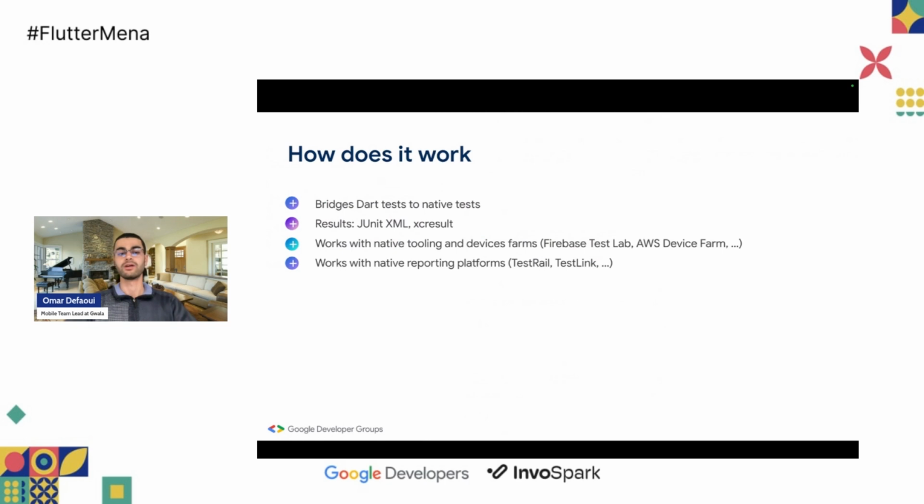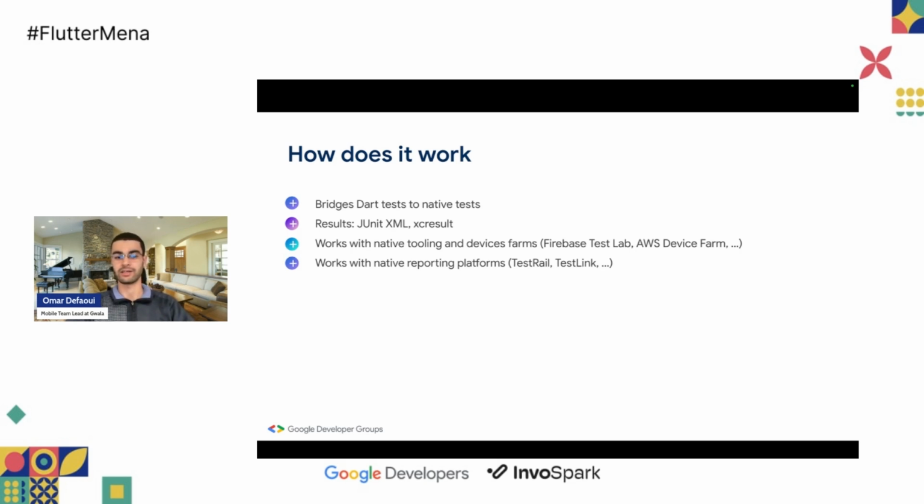Okay, so now that we are talking about the integration testing, how did the Flutter team do this work? So basically, it just bridges the Dart test into the native test. So when we run the command of Flutter test, we generate a JUnit XML file for the Android and an XCResult file for the iOS.